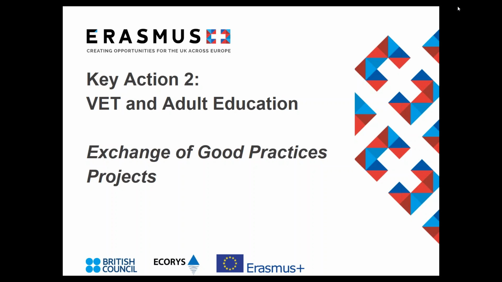This pre-recorded webinar is aimed at applicants looking to apply for one of the activities under Erasmus Key Action 2 Strategic Partnerships, Adult Education or Vocational Education and Training. Specifically, strategic partnerships supporting exchange of good practices. The webinar will briefly introduce you to the Key Action 2 application process, and then will focus on how to complete the application form. Please note, this webinar is a joint webinar for Adult Education and VET, as the application form and overall process are very similar for both.